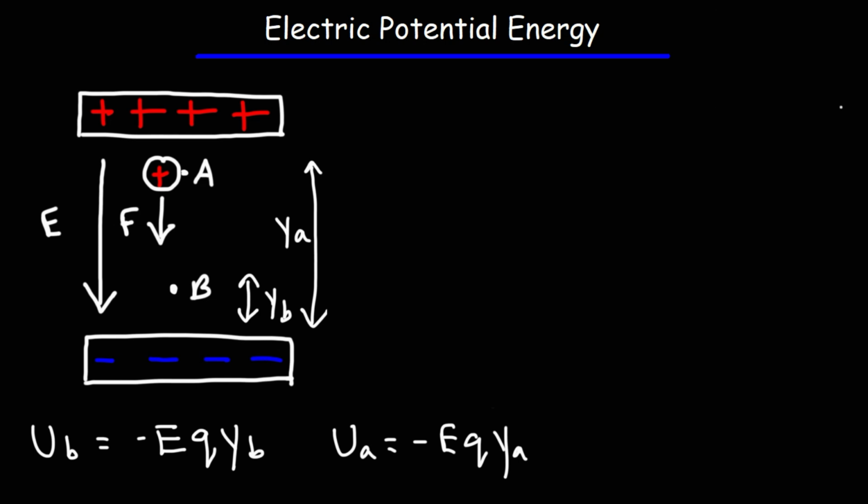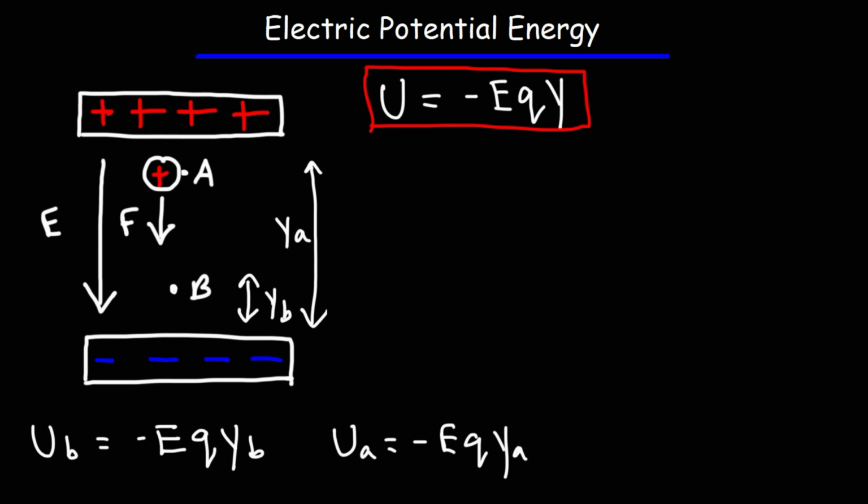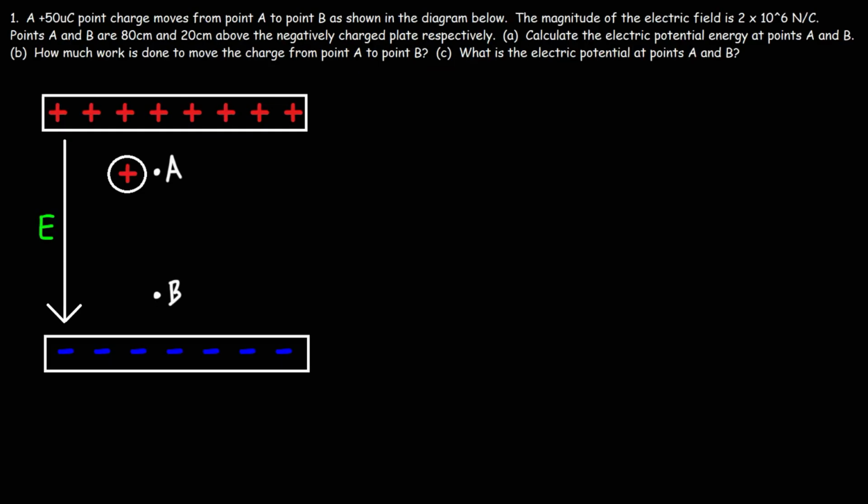So we can thus say that the electric potential energy is going to be negative times the electric field times Q times Y. So this is the equation that can help you to calculate the electric potential energy. Notice how it's similar to the gravitational potential energy, which is equal to mgh. In both cases, the potential energy is dependent on the position from ground level. In this case, the negatively charged plate can be considered the ground level of this particular structure.